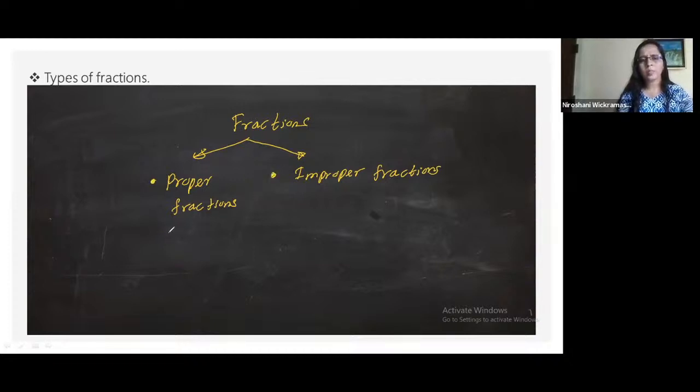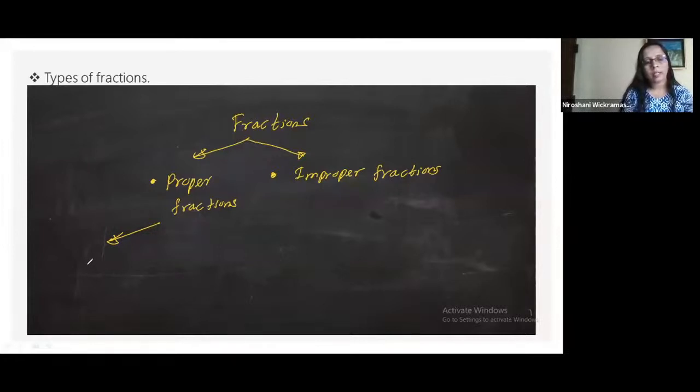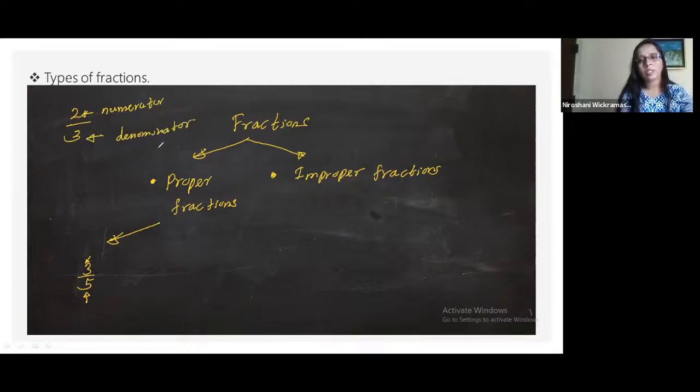Then what are the differences between proper fractions and improper fractions? In proper fractions, the numerator is always less than the denominator. As an example, we can take 3 over 5. This is the numerator, this is the denominator. If you write a fraction like this, 2 over 3, over the line is the numerator, below the line is the denominator, right?